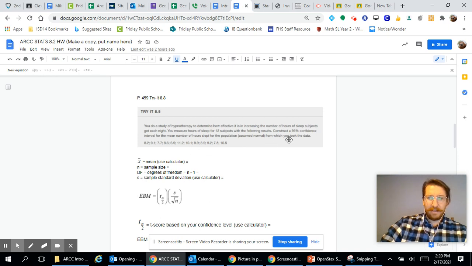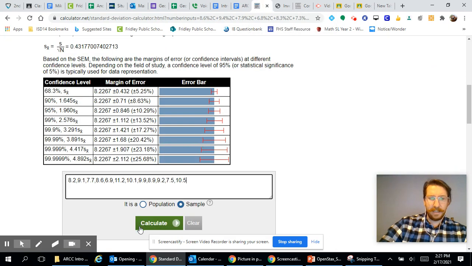We want to find a 95% confidence interval for the mean number of hours slept for the population, assuming it's a normal distribution for which you took the data. So we want to be able to say, with 95% certainty, the average falls between this number and this number for future sample sizes. So we take this set of data, and I have some steps here in front of us. The first thing we do is put this into a calculator.